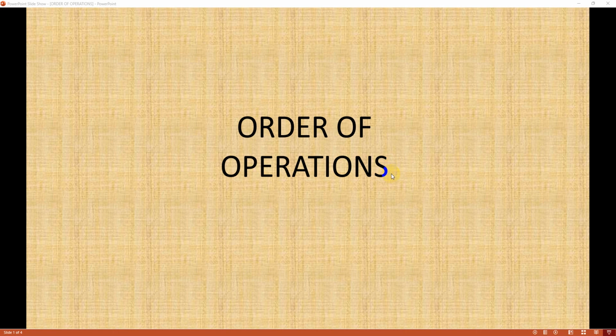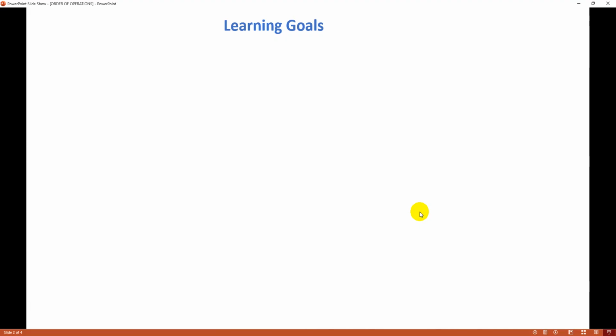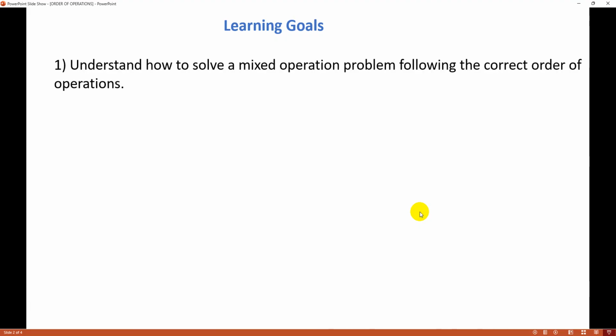Hello. So in this presentation we will be talking about order of operations. The learning goal for this presentation is to understand how to solve a mixed operation problem following the correct order of operations. There are different levels of operations. Some have to be performed before the others. The very last one that we will be performing is addition and subtraction.